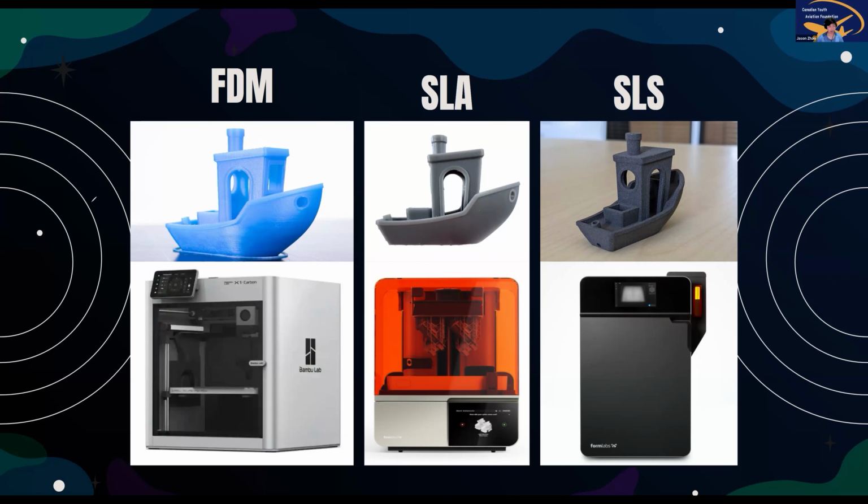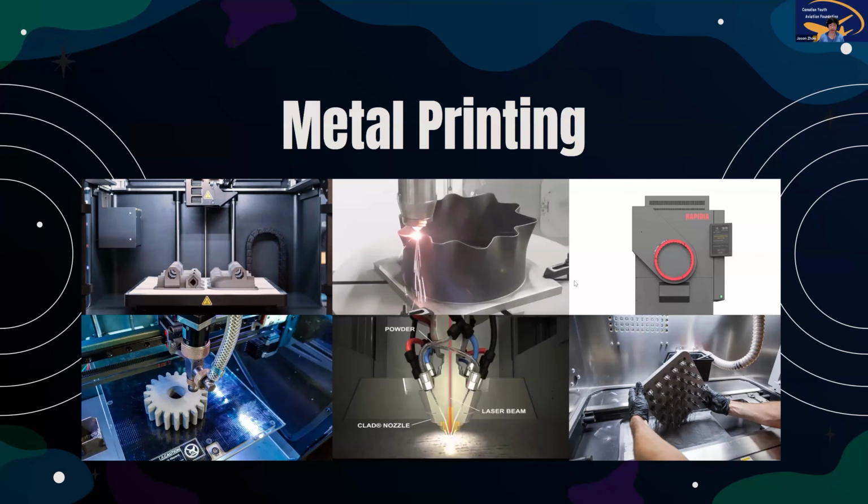There are also other special types of 3D printers that allow you to do metal printing. So this is still an emerging technology. There's a lot of different ways to do this. Some people are using lasers to melt metals.